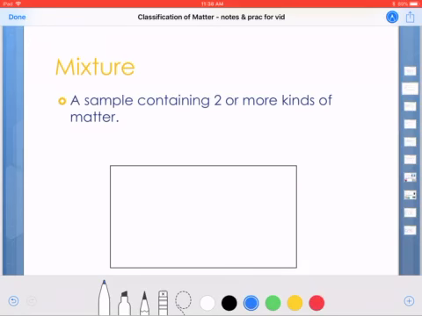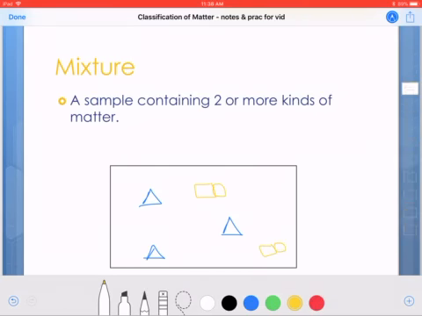Mixture is the next definition on your classification of matter list. So a mixture, again, is the opposite of a pure substance. It's a sample that contains 2 or more kinds of matter. So if I had some triangles that were individual elements, and then I put those with some circle-square combinations, then that would be a mixture in this box.